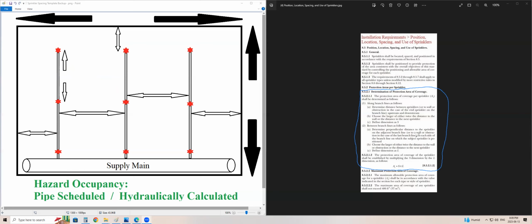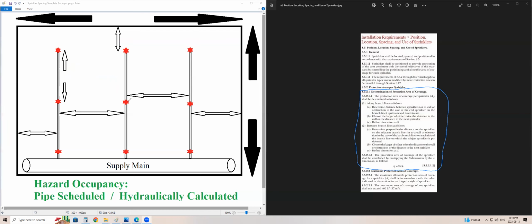This is basically the exact same thing as what's above. However, instead of along the branch line, it is basically saying between branch lines. Now we're going left to right, or on the x-axis here. So the same rule applies for B. Choose the larger of either twice the distance to the wall or obstruction, or the distance to the next sprinkler head. So let's do the same thing.